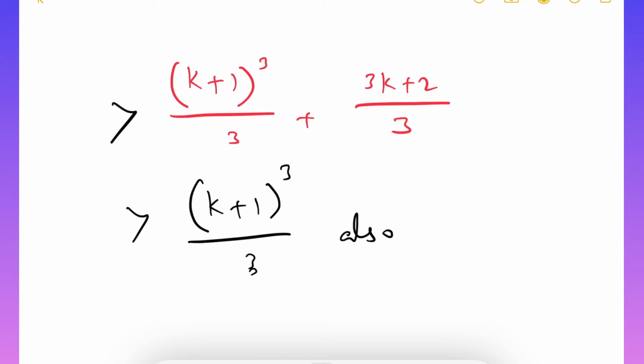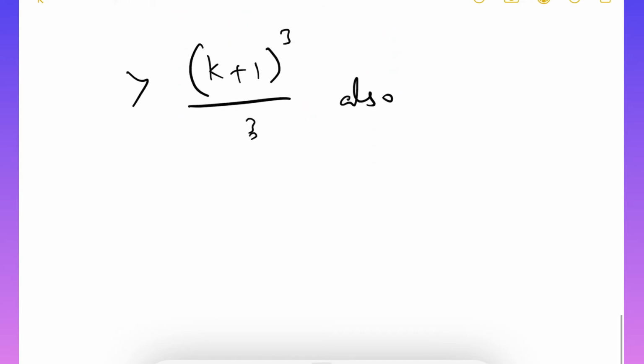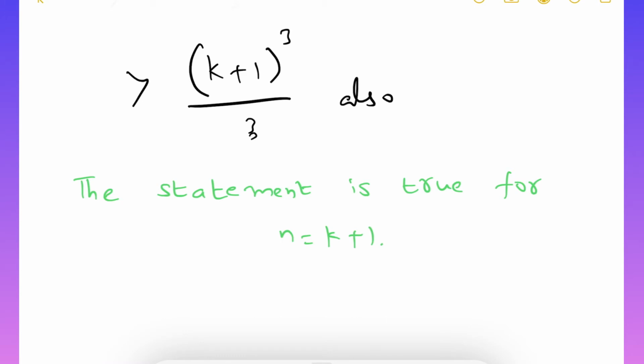In the formula we have n cube by 3, right? So in the place of n, obviously we got k plus 1. Okay, so this is true. The statement is true for n equals to k plus 1.